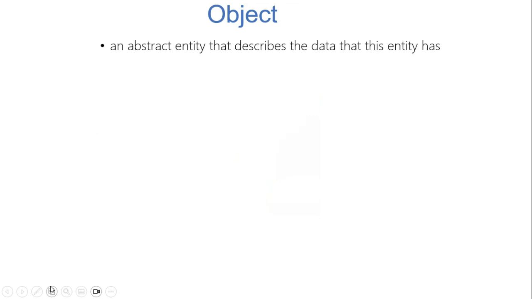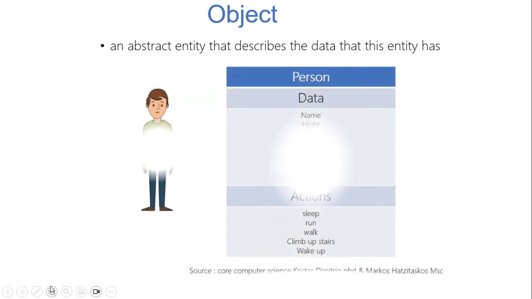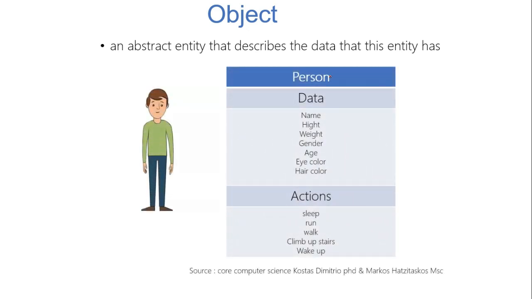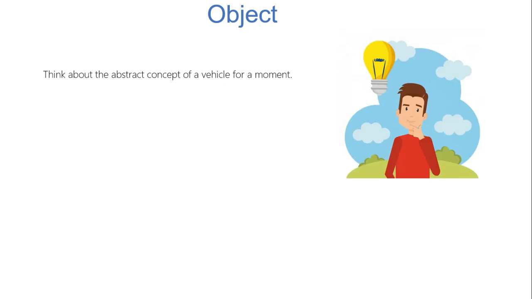According to this data and action, we construct the following figure that depicts this component clearly. A person has data and action. Data consists of name, height, weight, gender, age, eye color, hair color, and action can sleep, run, walk, climb upstairs, and wake up. Now think about the abstract concept of a vehicle for a moment. What are the components of an abstract vehicle?